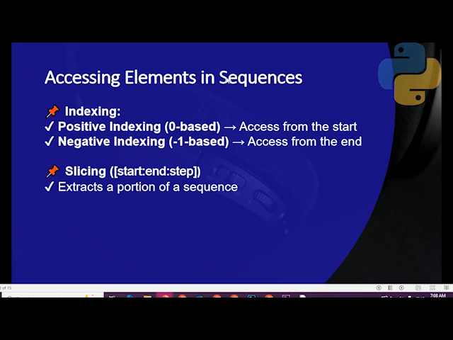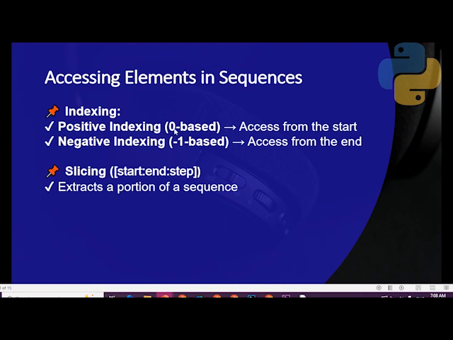So how do we access elements in sequences? Either we can use indexing to access elements in a sequence, or we can use slicing. First one is indexing. We have two different types of indexing: 0 based and -1 based. 0 based indexing is the positive indexing. Here the indexing starts from the left side and with the number 0.